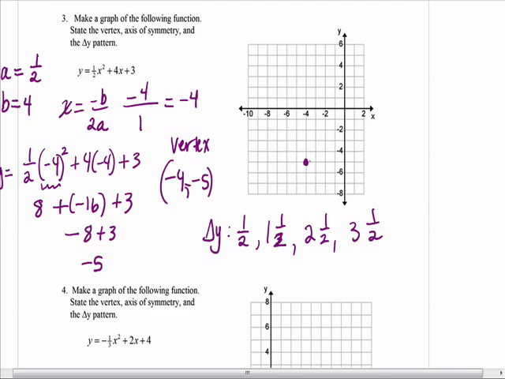Okay, so then from our vertex, we're going to go over 1 up 1/2, over 1 up 1 1/2, over 1 up 2 1/2, over 1 up 3 1/2, and then 1, 2, 3. Ooh, I have more to do. Well, it fits. 9 times 1/2 is 4 1/2. Will 4 1/2 fit? No, it won't. Okay. So we try. Go ahead and connect your dots.